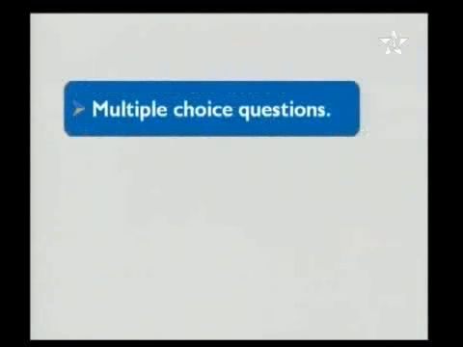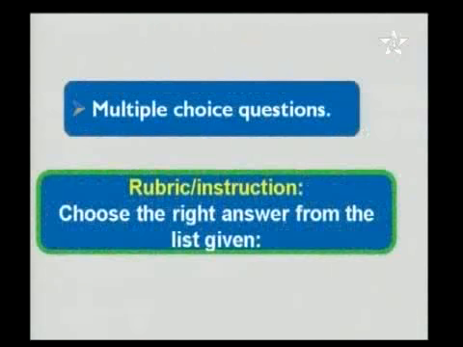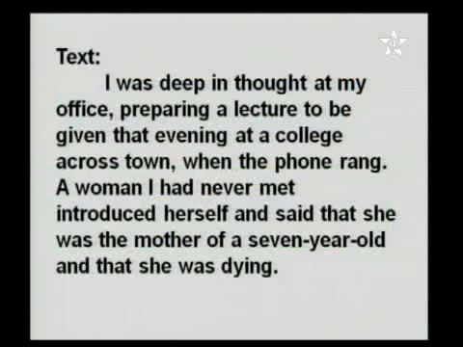Now, multiple choice questions. The rubric is: choose the right answer from the list given. Here's an example. The same text. I was deep in thought at my office, preparing a lecture to be given that evening at a college across town, when the phone rang. A woman I had never met introduced herself and said that she was the mother of a 7-year-old and that she was dying.